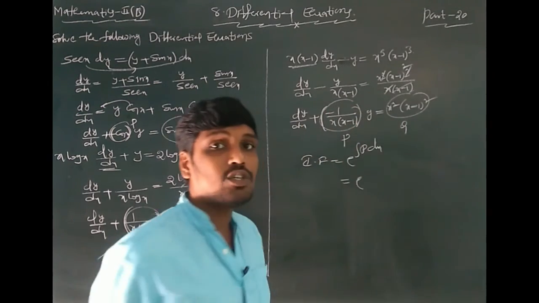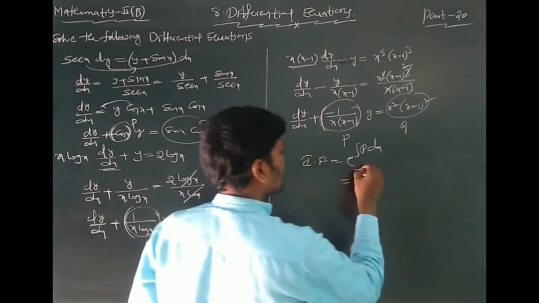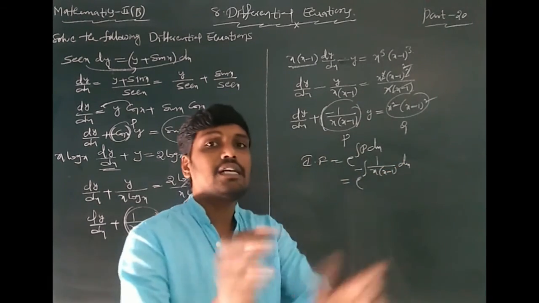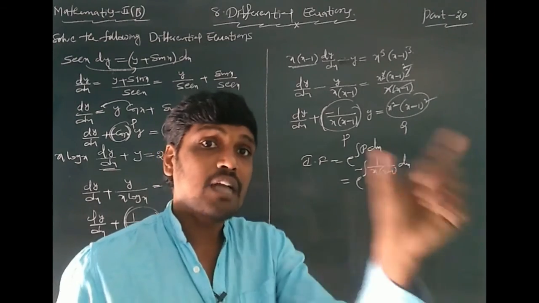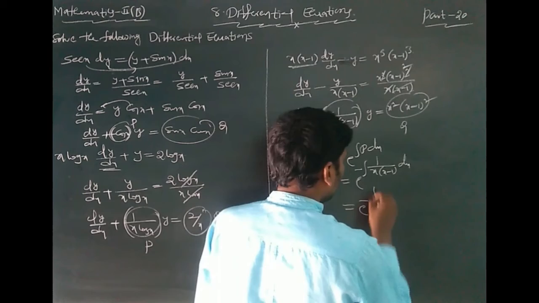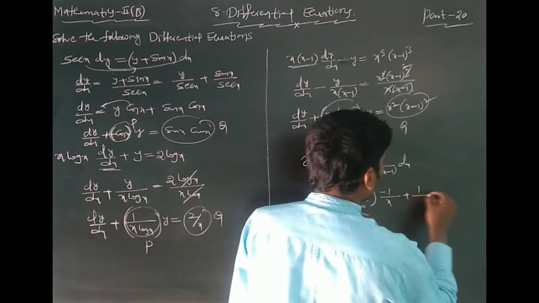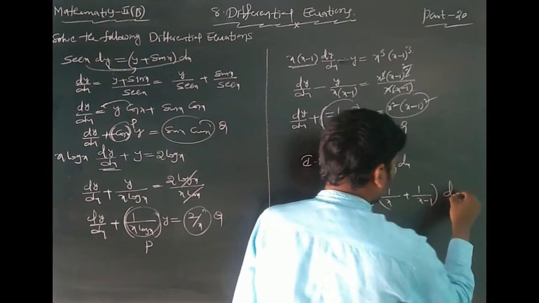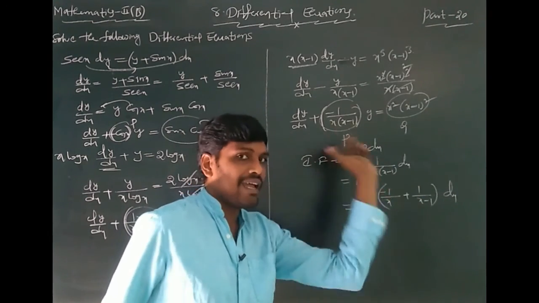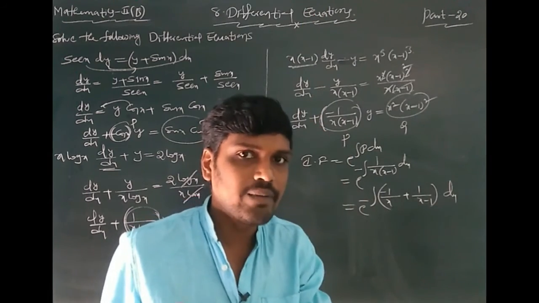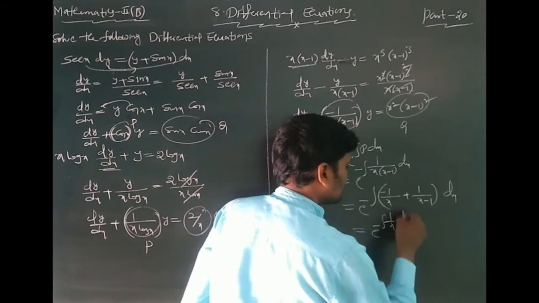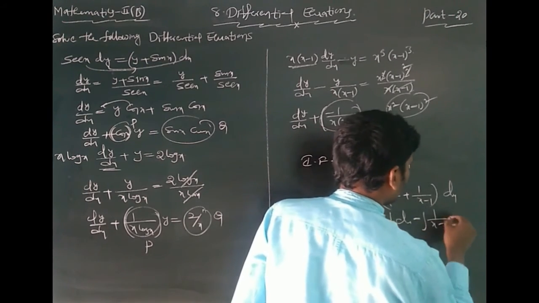The p value is minus 1 by x into x minus 1. This can be written using partial fractions. Okay students, do the partial fractions and after that the integration. This can be written directly as integral of minus 1 by x plus 1 by x minus 1. Taking the first term, x minus 1 is minus x plus 1 plus x. Minus x plus x together, you get 1 by x into x minus 1. After that you can separate it: integral 1 by x dx minus integral 1 by x minus 1 dx.